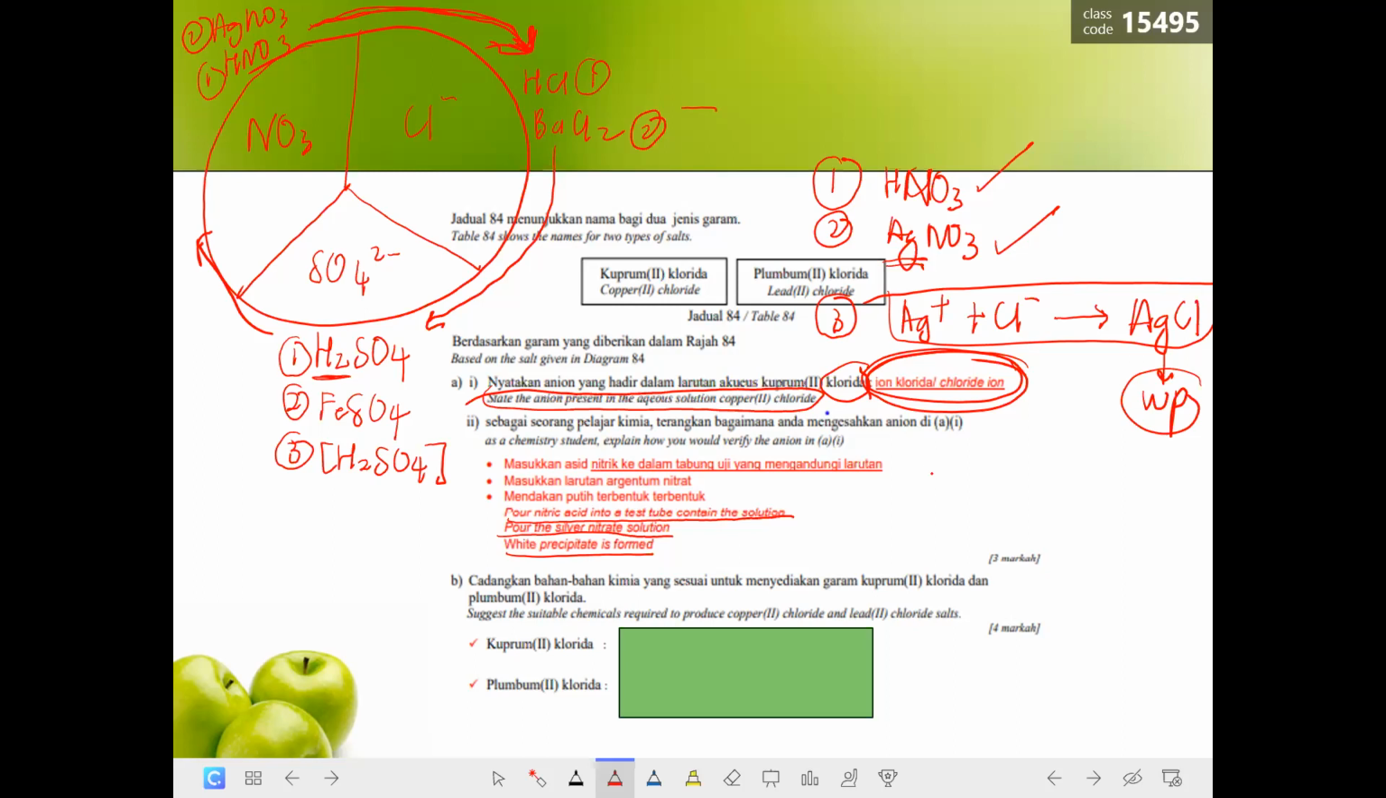BaSO4, what color? White. Okay. Barium sulfate is also a white precipitate. So this is Ba2+ and SO4 2-. You will get BaSO4. Okay, the one just now was also a white precipitate. Okay, this next one is the most difficult.